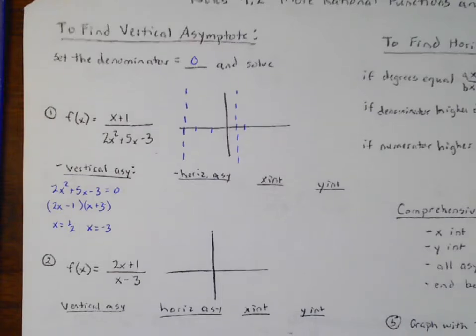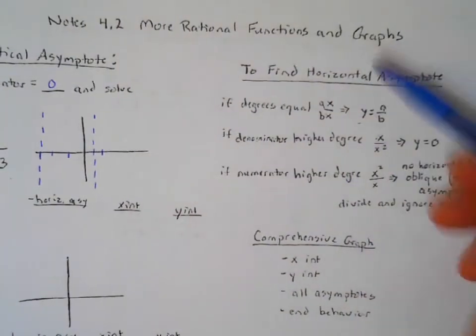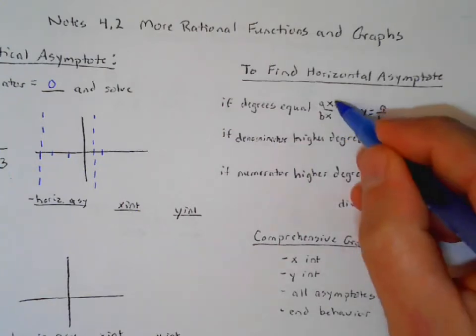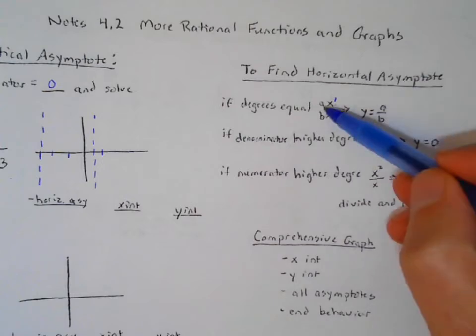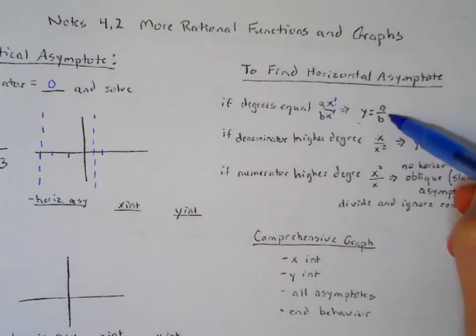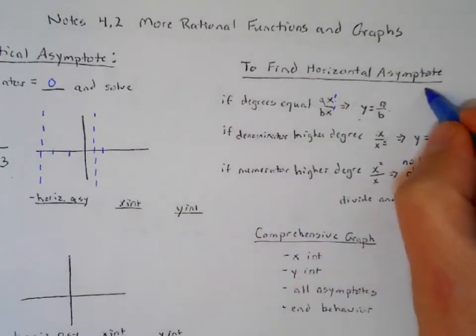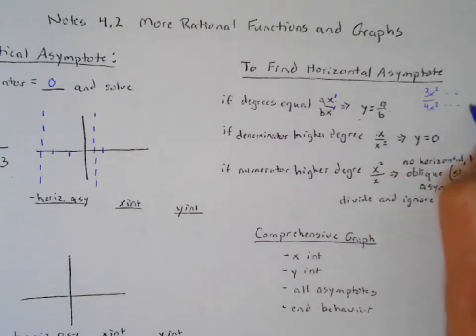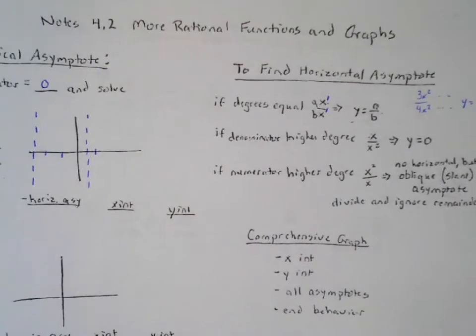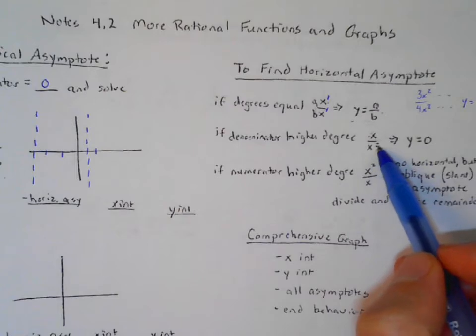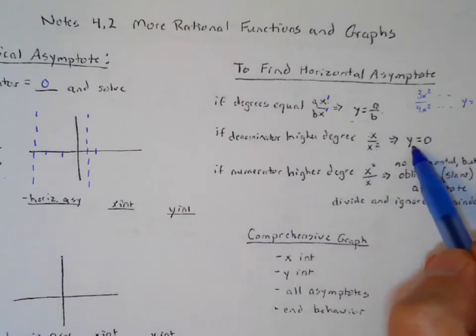Now my horizontal asymptotes are a little bit tougher. I have to look at the degree, the exponent of the highest degree. If they're both equal, like degree 1 and degree 1, I'm going to take the numbers in front, and that'll be where my line is. So if I have like 3x squared and so on on top and 4x squared and so on on the bottom, my horizontal asymptote would be at y equals 3/4. So if they're equal, you take the numbers in front. Now, if the denominator is a higher degree than the numerator, then it's always going to be at y equals 0.